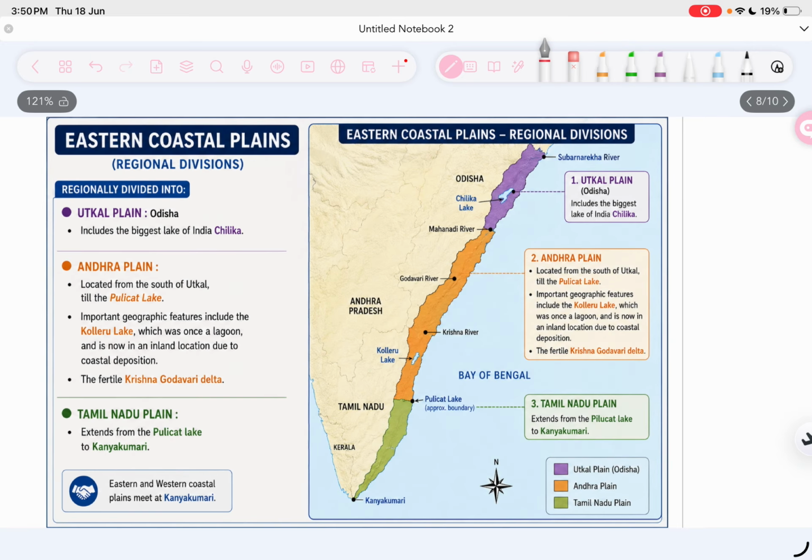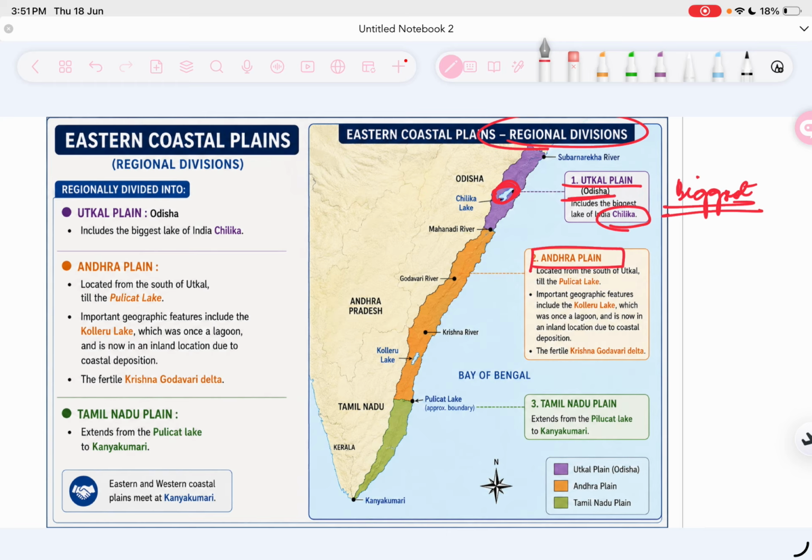Now, when we try to divide the eastern coastal plain based on regional divisions, we can divide it into basically the Utkal plains, or the Odisha plains, the Andhra plains, and the Tamil Nadu plains. Now, when we start looking at the Utkal plains, or the Odisha plains, it is basically the home of Chilika Lake. Now, this Chilika Lake is the biggest lake in India.